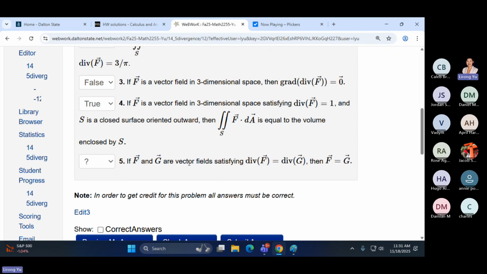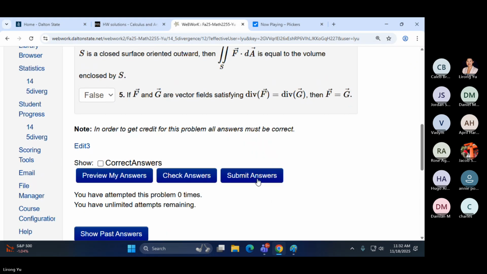Last one: if F and G are vector fields such that they have equal divergence, then F and G are equal. That's not true. Equal divergence only means that the outward flow tendency is the same. Divergence is a summation of the partial derivatives. It doesn't guarantee the vector fields are identical. So let's see.